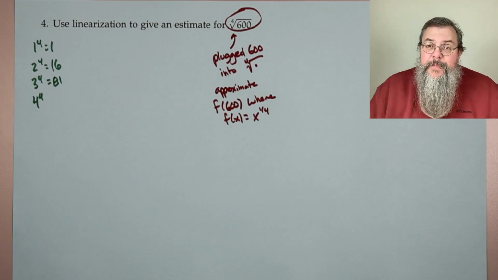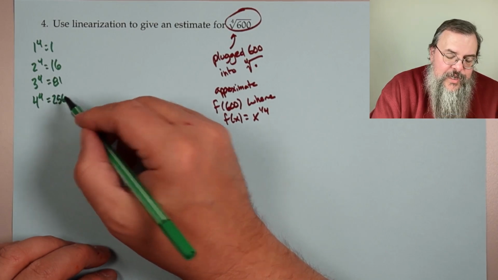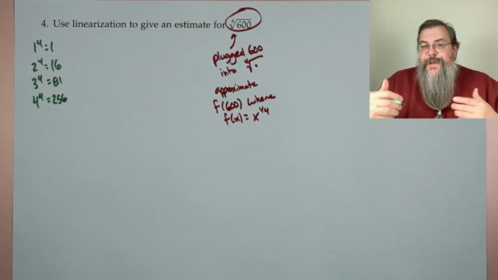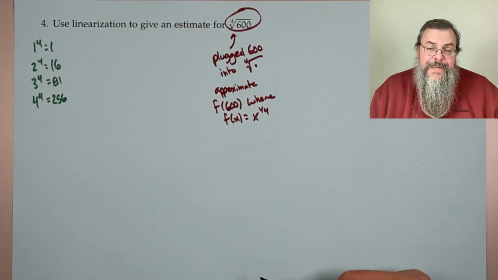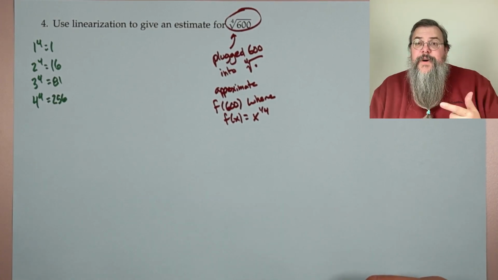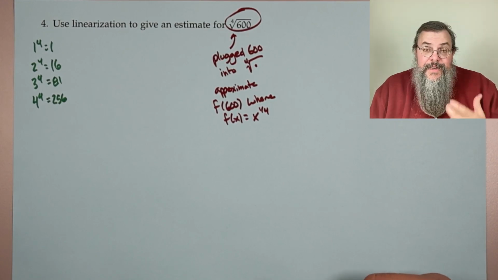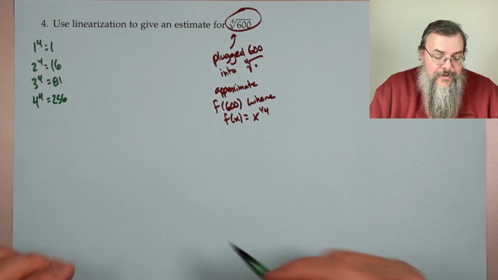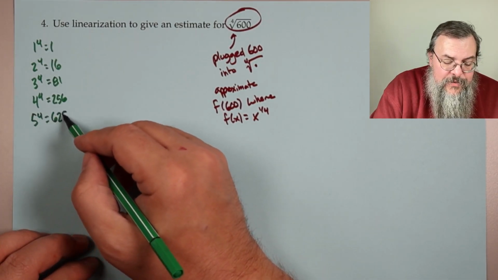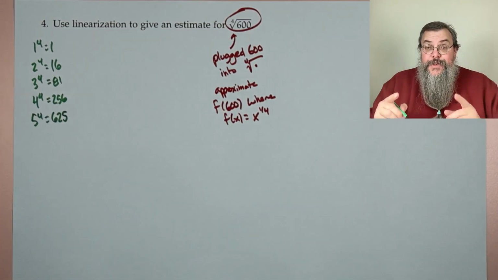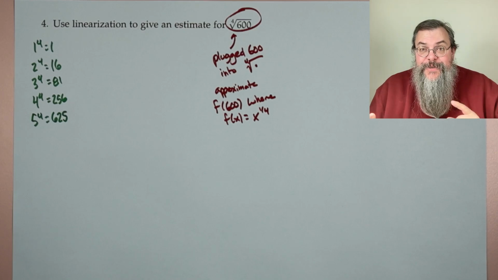Because everybody loves powers of 2. Who doesn't remember walking around as a teenager thinking, let me do powers of 2: 2, 4, 8. All right, still not close to 600. How about 5? 5 times 5 is 25. 25 times 25 is 625. So 5 to the 4th is 625. That's looking promising.